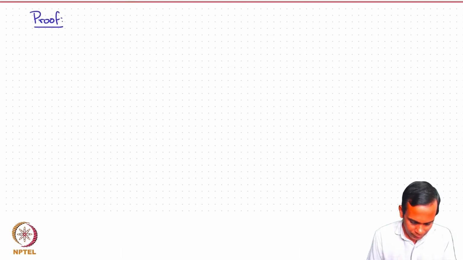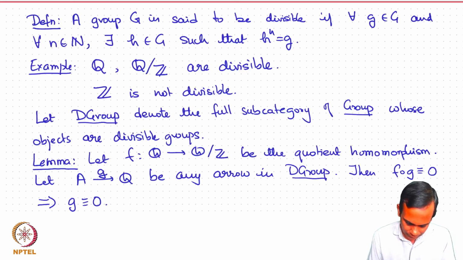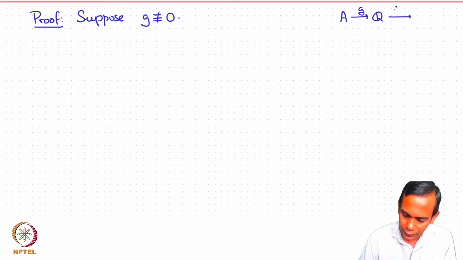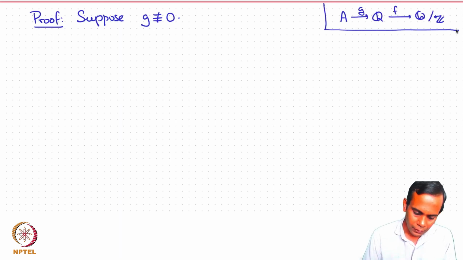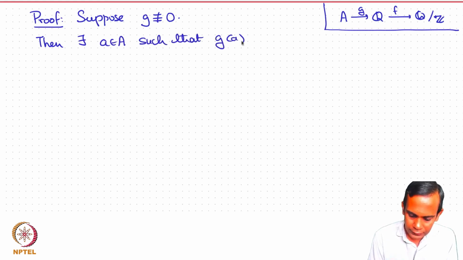So we'll prove the contrapositive. Suppose g is not identically 0. Okay, so recall that g is from A to Q. Let me just write down the main things here. A to Q, we have g, and we have f from Q to Q mod Z. Okay, so suppose g is not identically 0, then that means that there exists a in A such that g of a is a non-zero rational number.